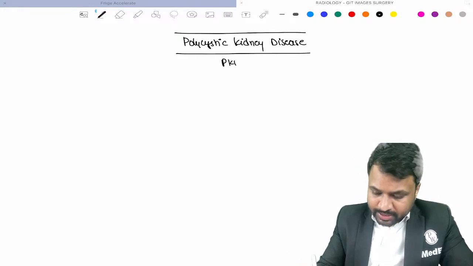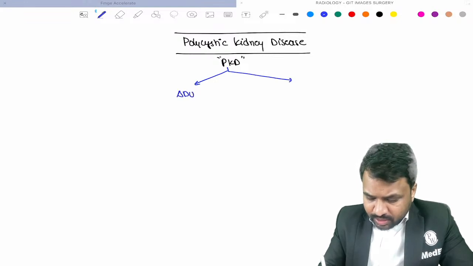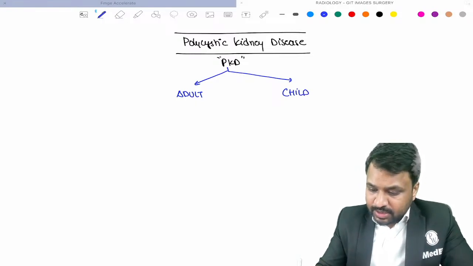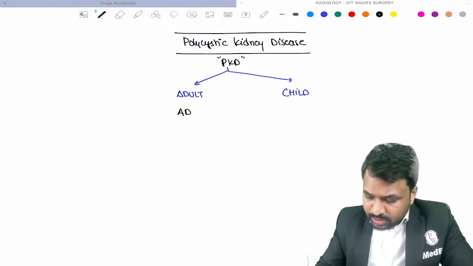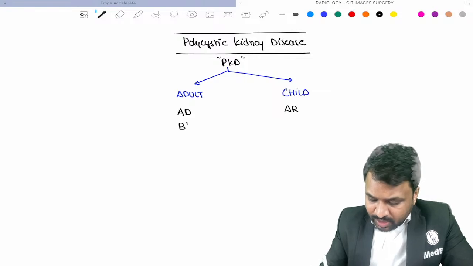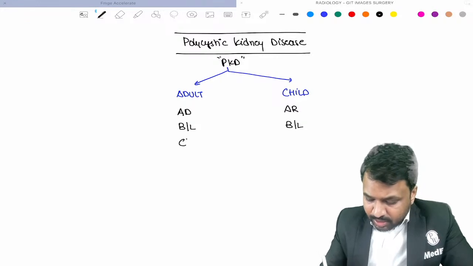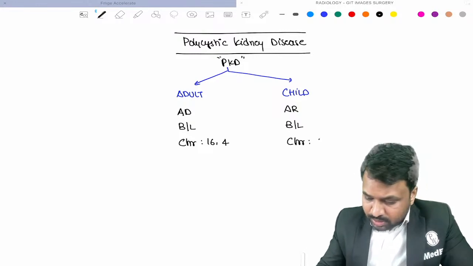Now, polycystic kidney disease is divided into two components. We have the adult polycystic kidney disease and a child polycystic kidney disease. The adult polycystic kidney disease is an autosomal dominant disorder. This is autosomal recessive. This will have bilateral presentation. It is associated with chromosome number 16 and chromosome number 4. This is associated with chromosome number 6.